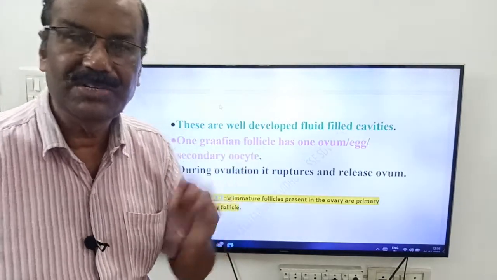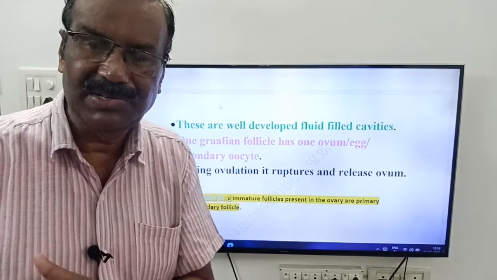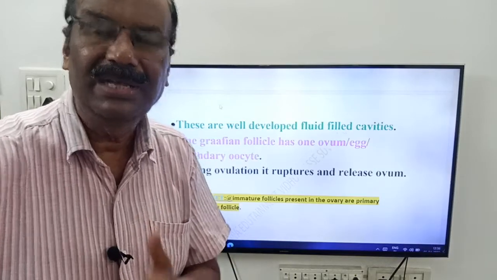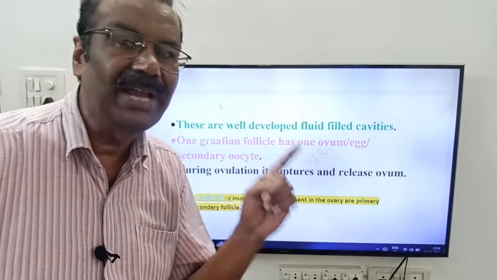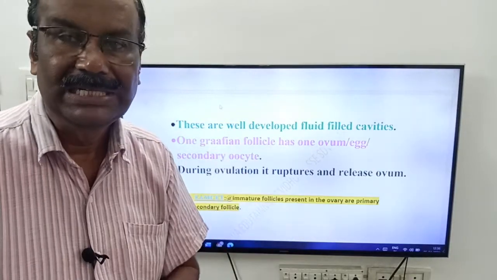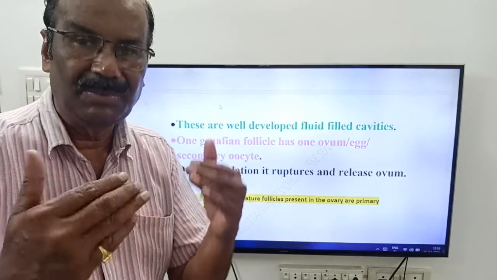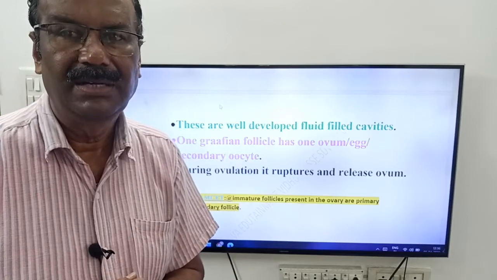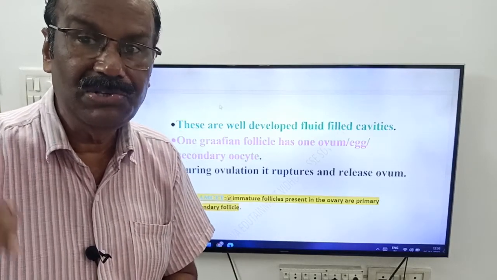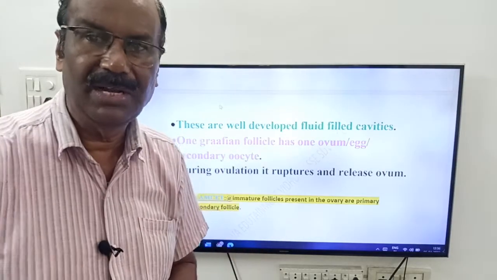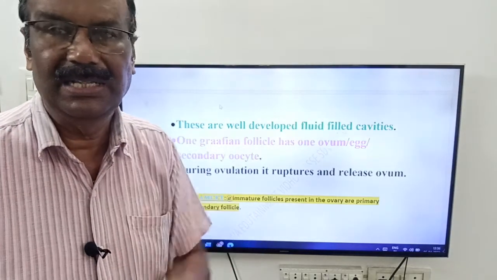So during ovulation, what happens, friends? This Graafian follicle ruptures and releases ovum into the coelom or body cavity. That is called ovulation, friends. Releasing of egg, ovum, secondary oocyte from the ovary into the body cavity is called what, friends? Ovulation. So here, who is releasing? Graafian follicles. Where are those Graafian follicles? They are present in the ovaries.